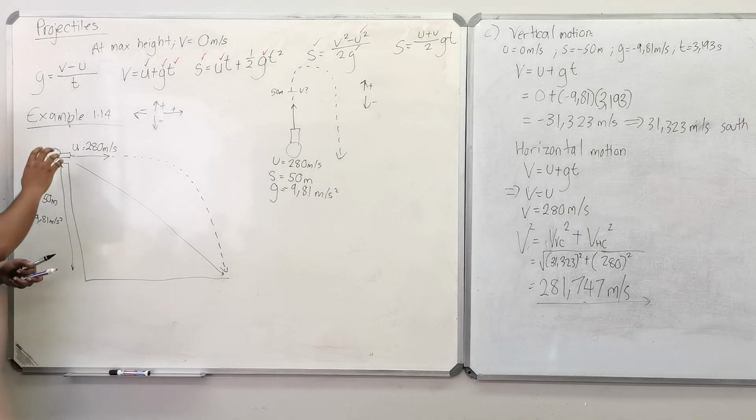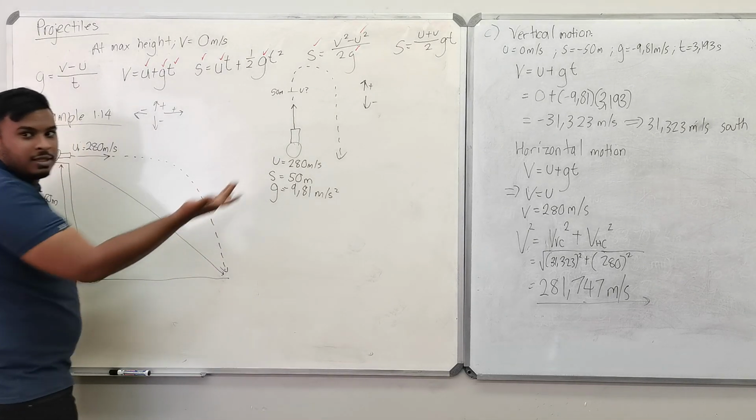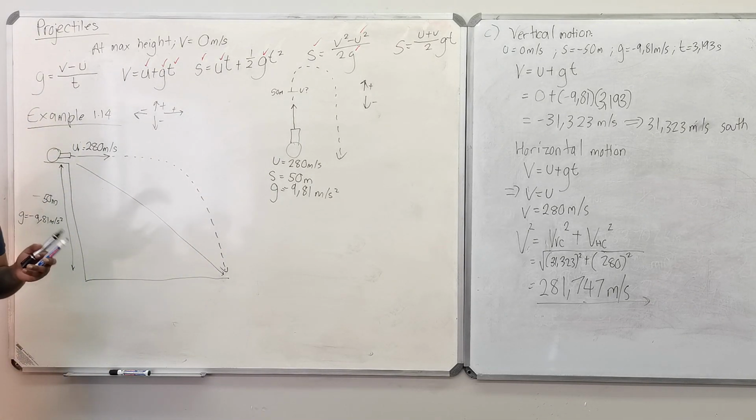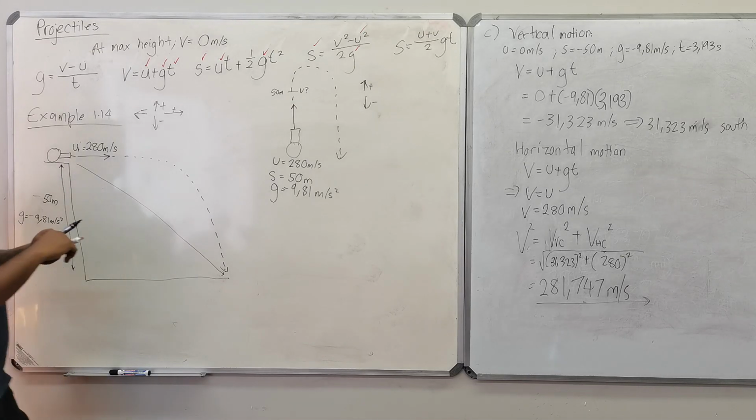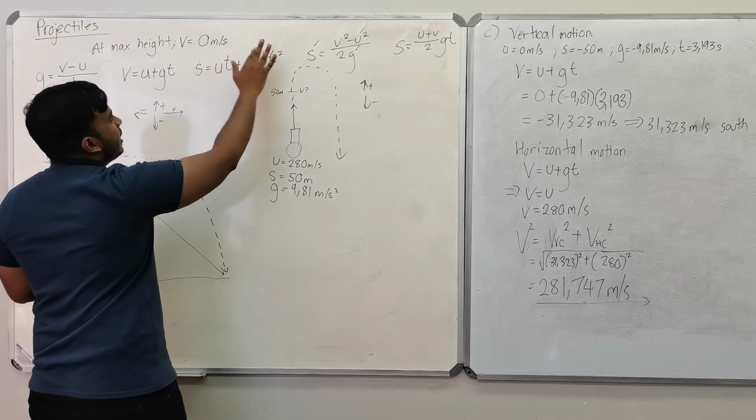Even if you want to take it, remember something: the 50 meters has no effect on how it's going down. It'll have an effect if it was coming down and you wanted to work out the final velocity.